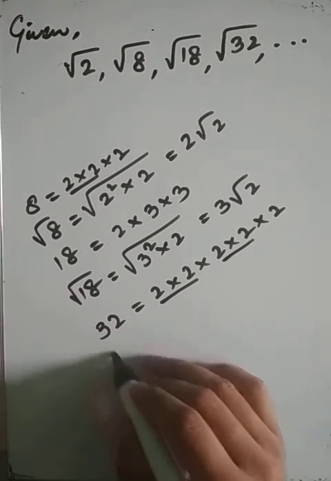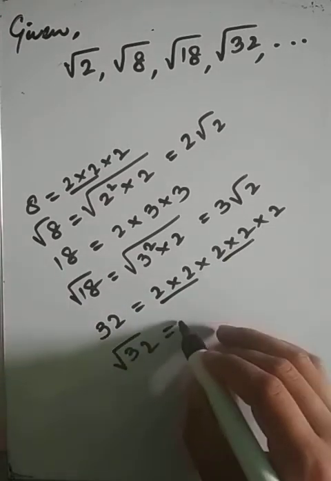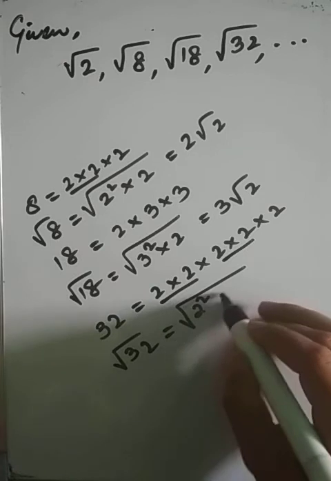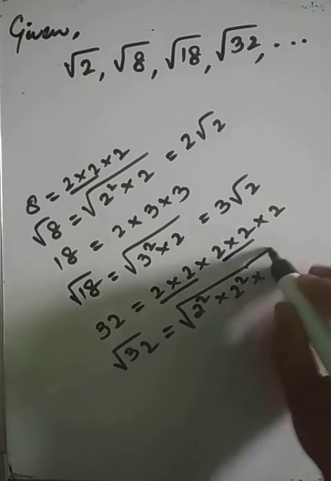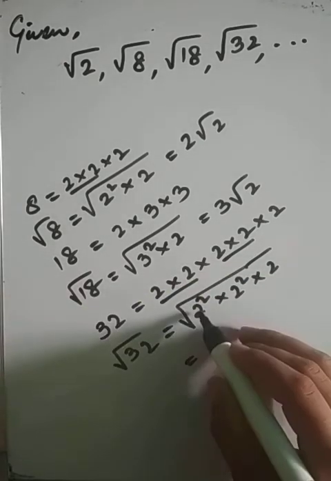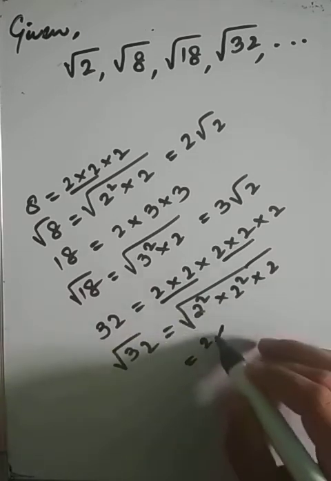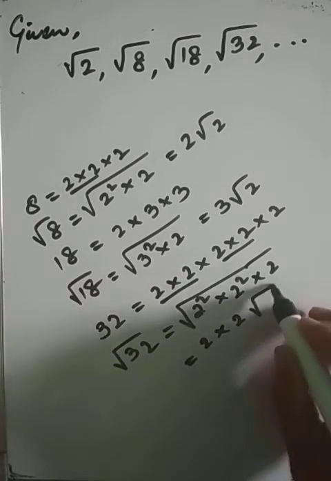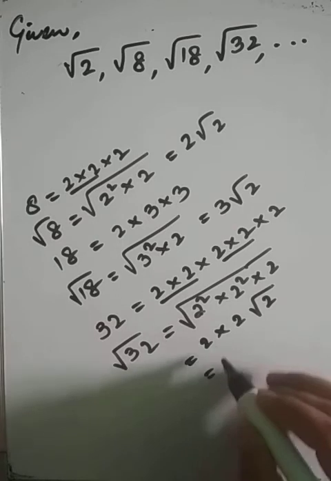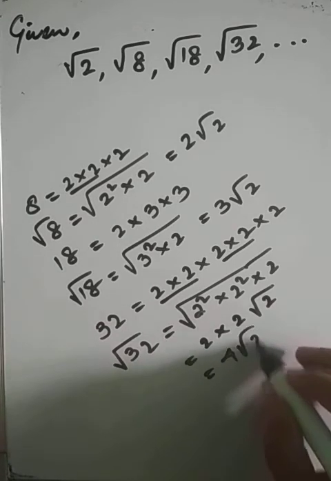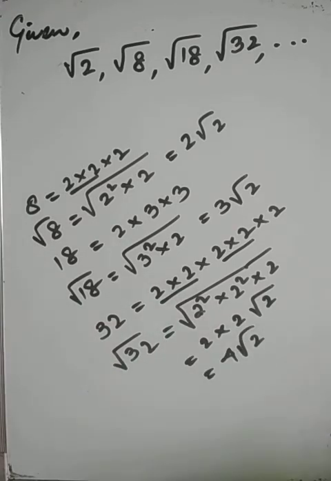So root over 32 will be 2 square, again 2 square, and here 2. So these two will come out, again these two also will come out, and these two will be here. So 2 are 4 root over 2.